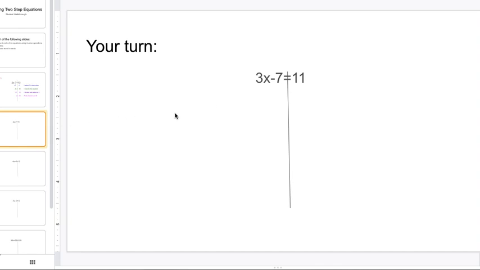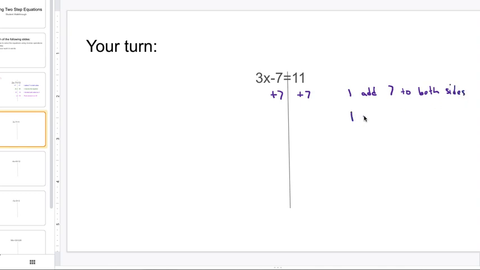All right. So here we have 3x minus 7. We're going to add 7 to both sides. Okay, we're going to add 7 to both sides. So I add 7 to both sides.